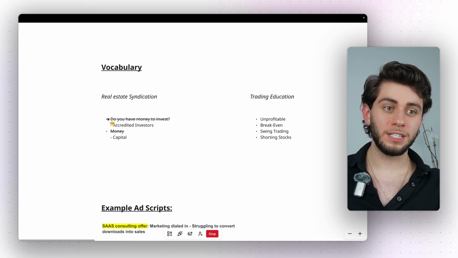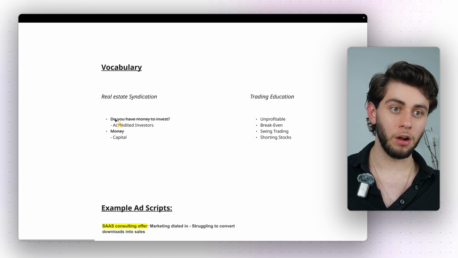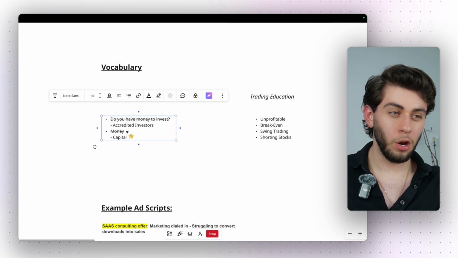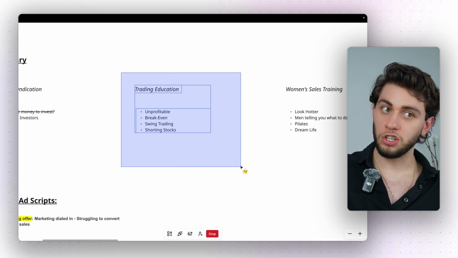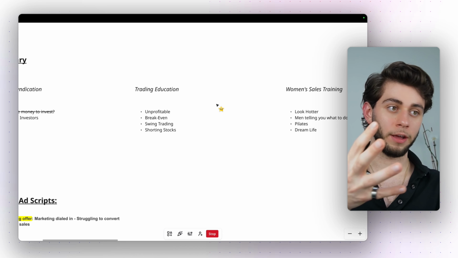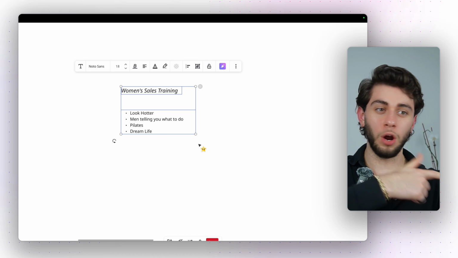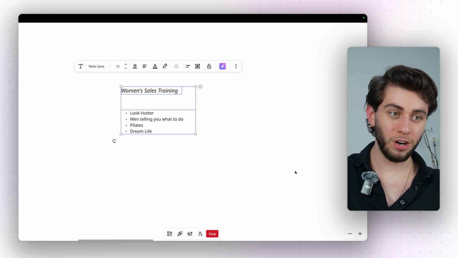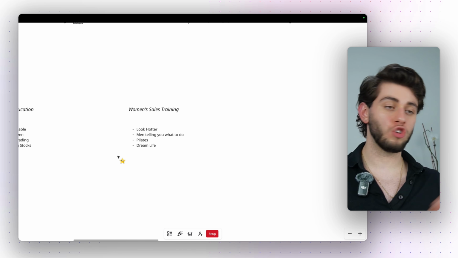They don't say, do you have money to invest? Or if you're a person who has a few thousands or tens of thousands of dollars to invest, no, they say accredited investors. Or they don't really say money. They say capital, idle capital to invest, whatever it might be, right? Or for a trading education offer, they use words like unprofitable, break even, swing trading, shorting stocks, right? Women's trading, the Shelby Sepp, look harder, men, you don't want men telling you what to do, Pilates, dream life, all of these words right here. You want to use the vocabulary or the words that your target avatar uses to attract them, okay?